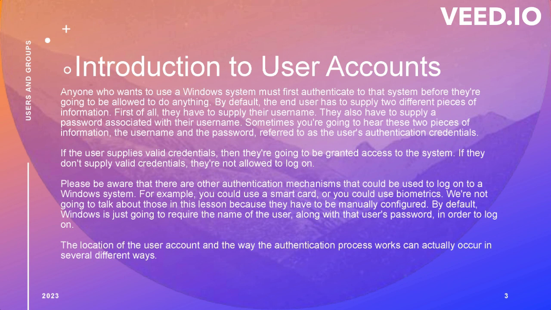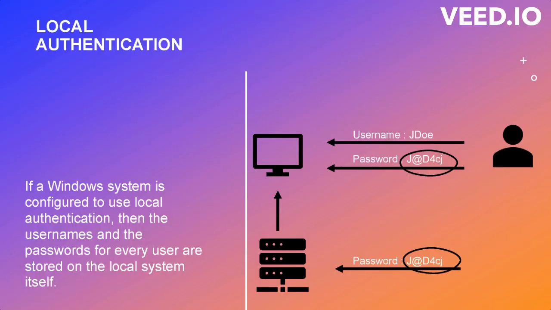If they are allowed to log on because they did supply valid credentials, then the tasks that user is allowed to complete within the system will be constrained by the permissions and the privileges that have been assigned to that user's account. Please be aware that there are other authentication mechanisms that could be used to log on to a Windows system. For example, you could use a smart card, or you could use biometrics and so on. We're not going to talk about those in this lesson because they have to be manually configured.